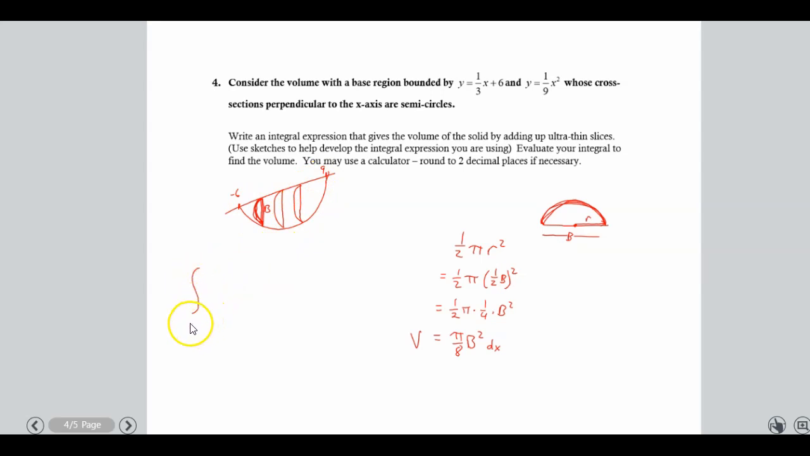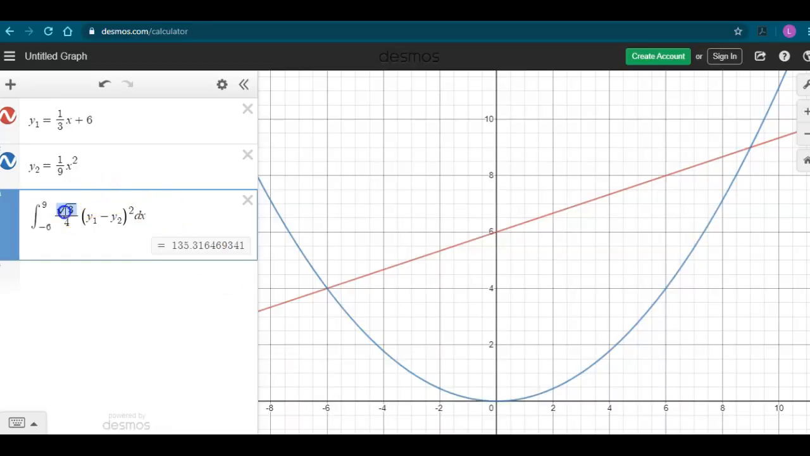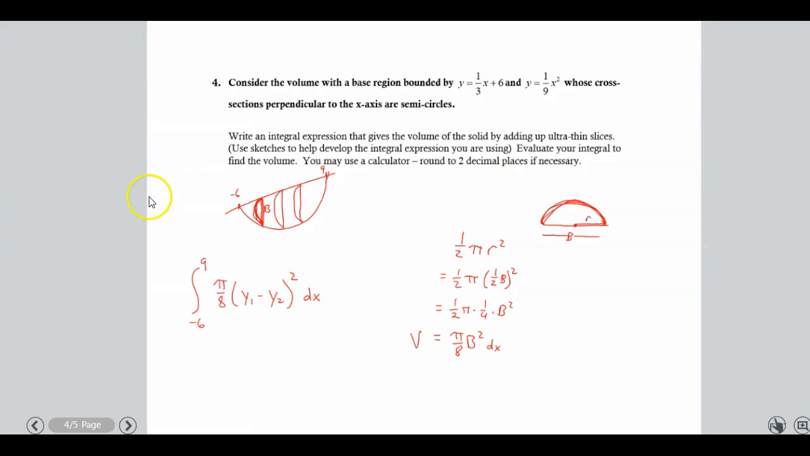So the integral from -6 to 9 is where my x's are going to run. And we've got our pi over 8. Our base, again, is this y1 minus y2, and that's going to get squared. And then the dx, that's the thickness. So go ahead and compute that out. Again, I'll just do that over in Desmos real quick. So pi over 8 rather than the square root of 3 over 4. Our pi, there's our 8. So I get 122.72.